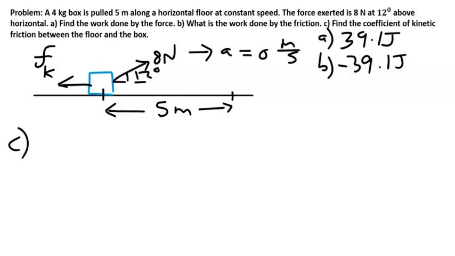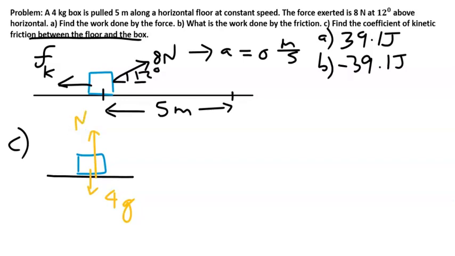Part C. Let's determine the coefficient of kinetic friction between the floor and the box. Now note that this box is subjected to a few forces. The first is the weight, which is 4 times gravity. You have a normal force, like that, and then you have this kinetic friction, F sub k, and you have this 8 newton force acting at some angle, namely 12 degrees, and the acceleration is 0.